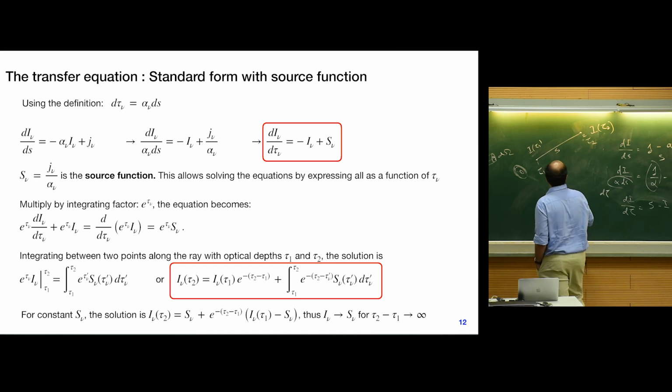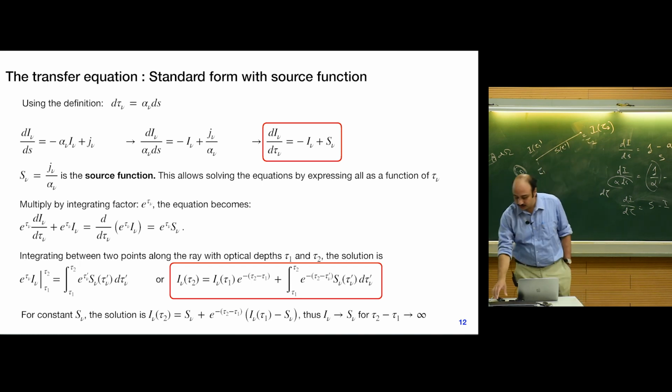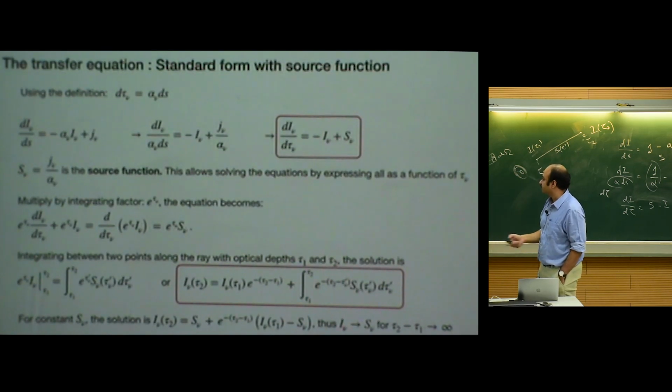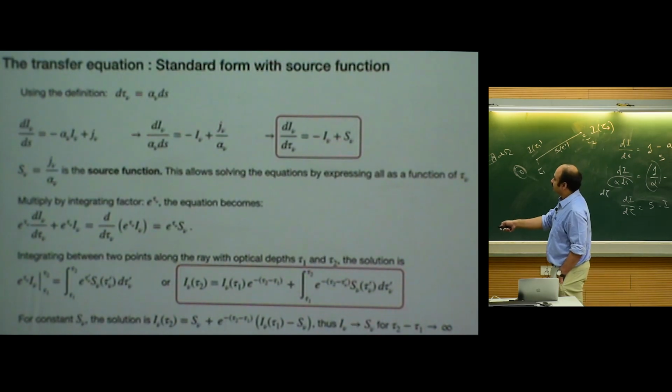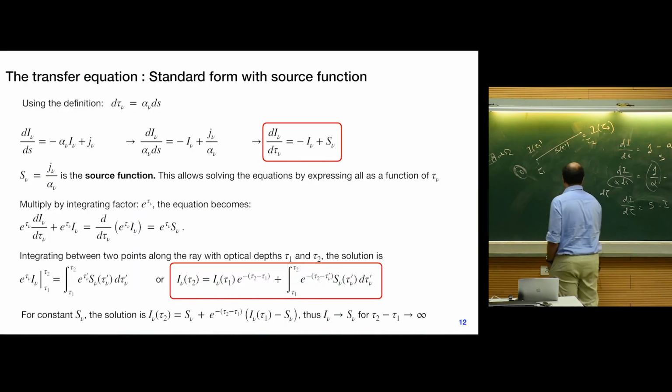And we know that in between there is a source function, which is a function of tau prime. Tau prime is changing between tau 1 and tau 2. Tau prime is the integrating variable here. So the final solution gives you I nu at tau 2 equals I nu at tau 1 multiplied by this exponential, which is tau 2 minus tau 1. So essentially, the difference in optical depth between point 1 and point 2.